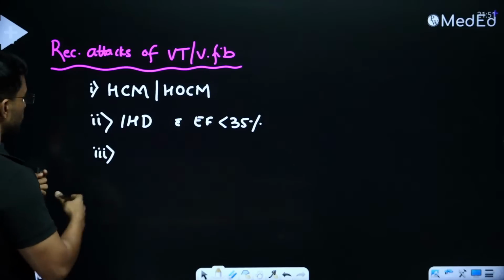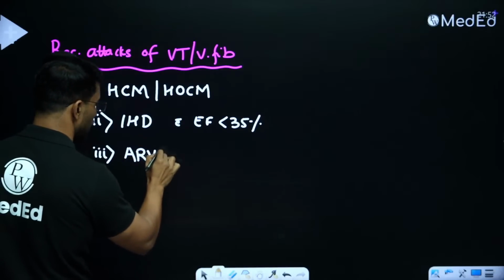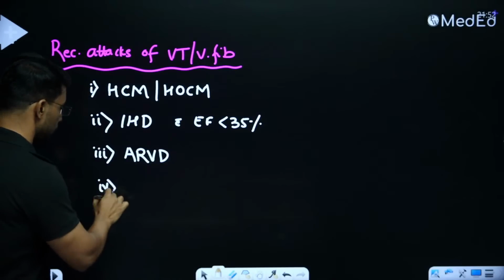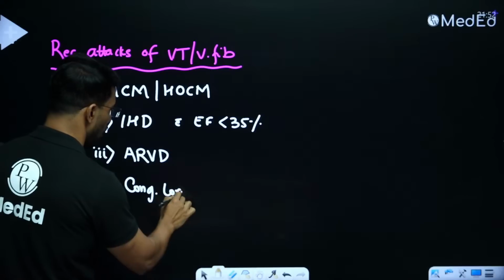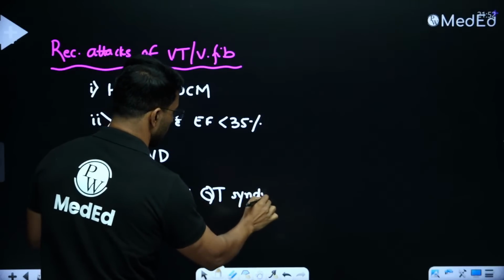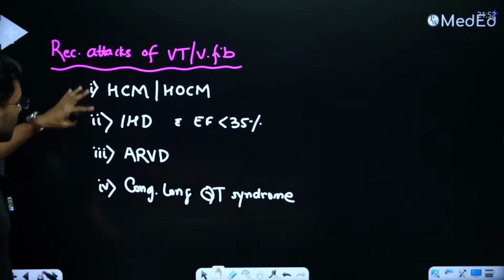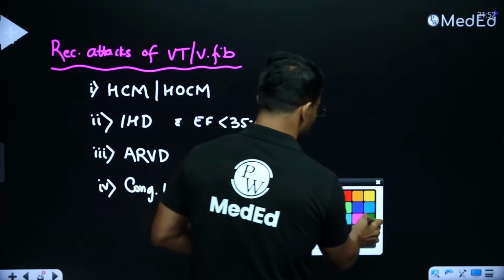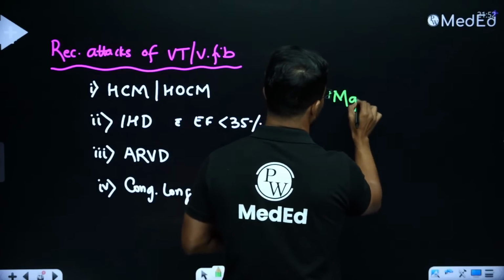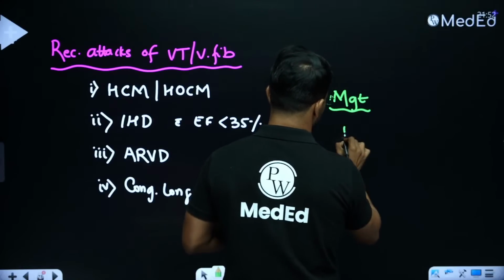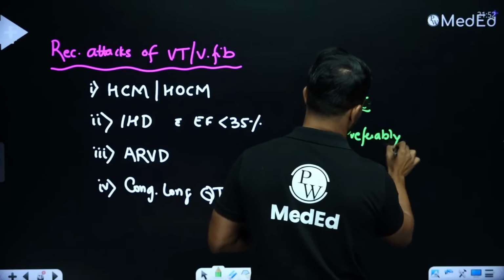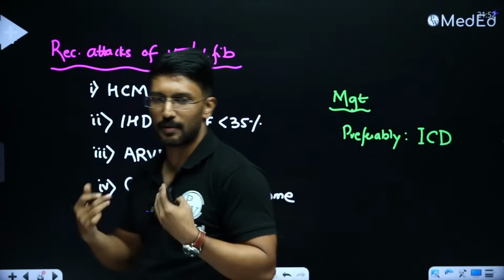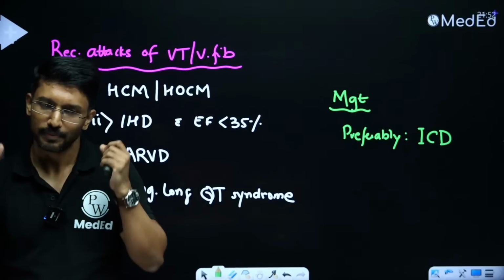Okay. The third one is arrhythmogenic right ventricular dysplasia, ARVD, where on the ECG you get that epsilon wave. Then the fourth one, congenital long QT syndrome. At least these are the 4 important conditions that should come to your mind when a patient is having recurrent attacks of VT or VFib. In all these cases, when there is a recurrent attack of VT or VFib, how do we manage? Management is preferably with what we call an implantable cardioverter defibrillator. We implant a defibrillator in the patient's body, it senses when there is arrhythmia, and it shocks.